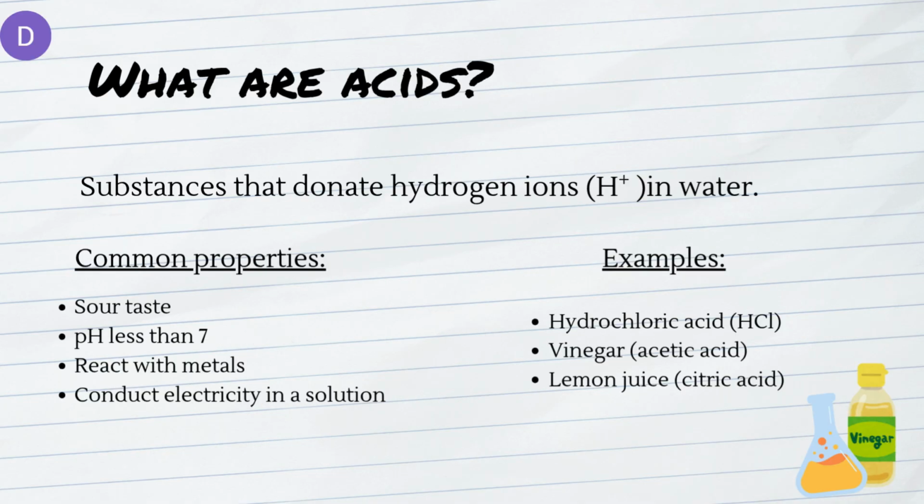What are acids? Acids can be defined as substances that donate hydrogen ions in water. Some common properties of acids are that they have a sour taste, pH less than 7, react with metals, and are good conductors of electricity in solution. Examples of acids are hydrochloric acid, vinegar, and lemon juice, also known as citric acid.